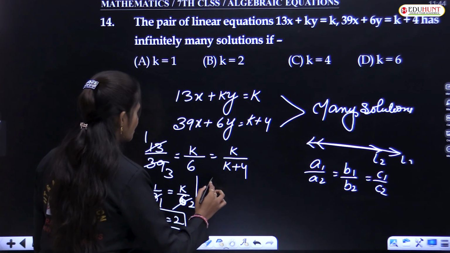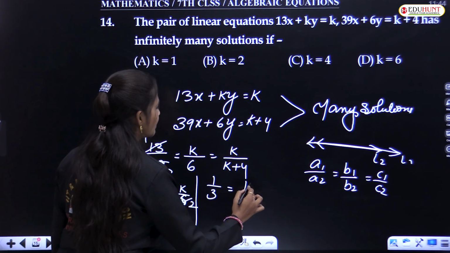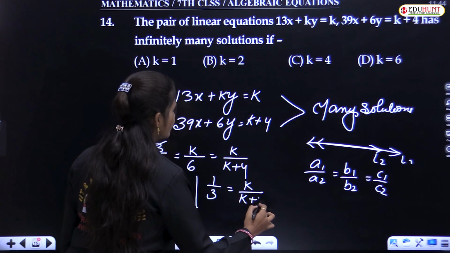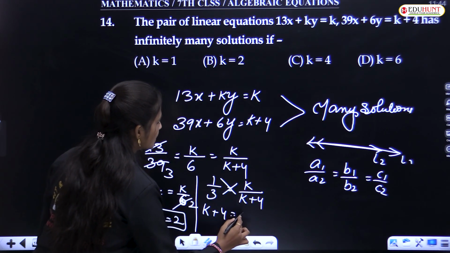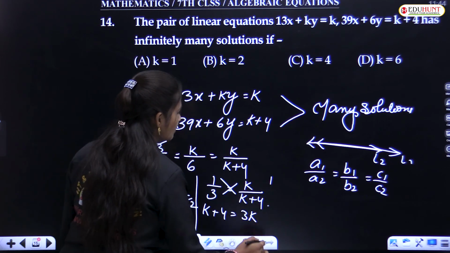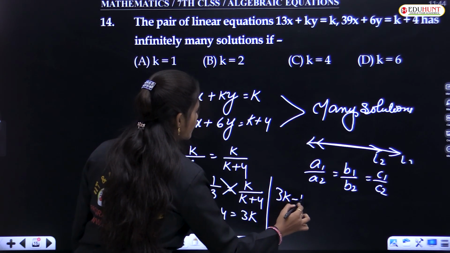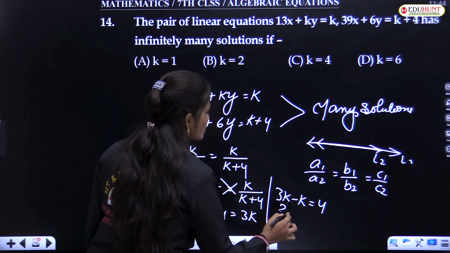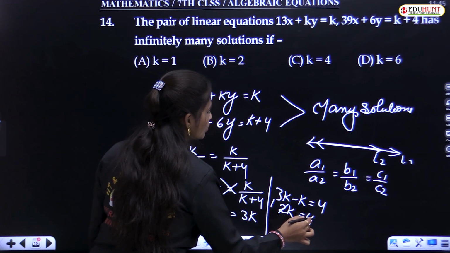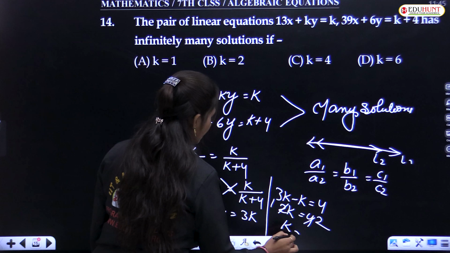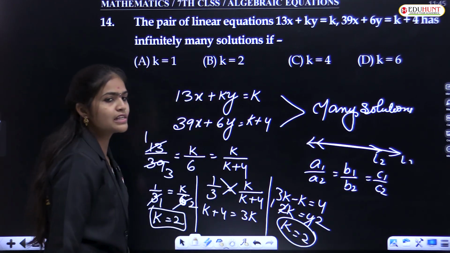Apply the same condition here: 1 by 3 is equal to k by k plus 4. Cross multiplication: k plus 4 is equal to 3k. So 3k minus k is equal to 4, that is 2k is equal to 4. So 2 2s are 4, and here also we are getting k is equal to 2.